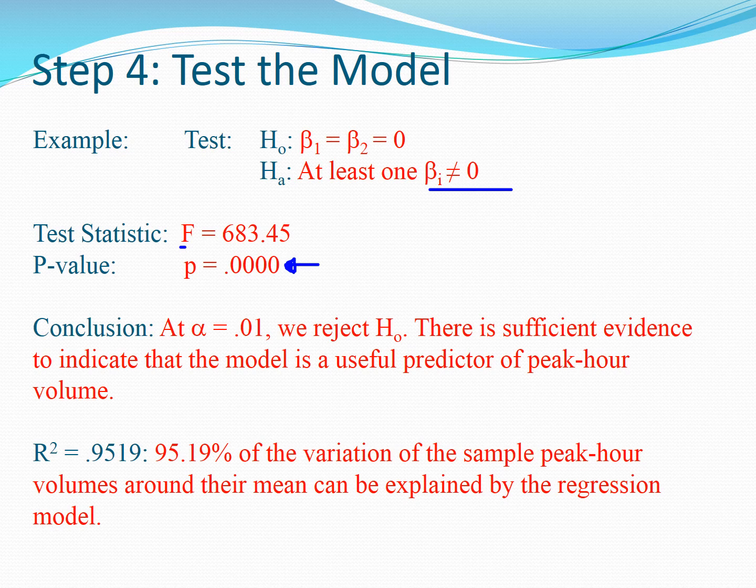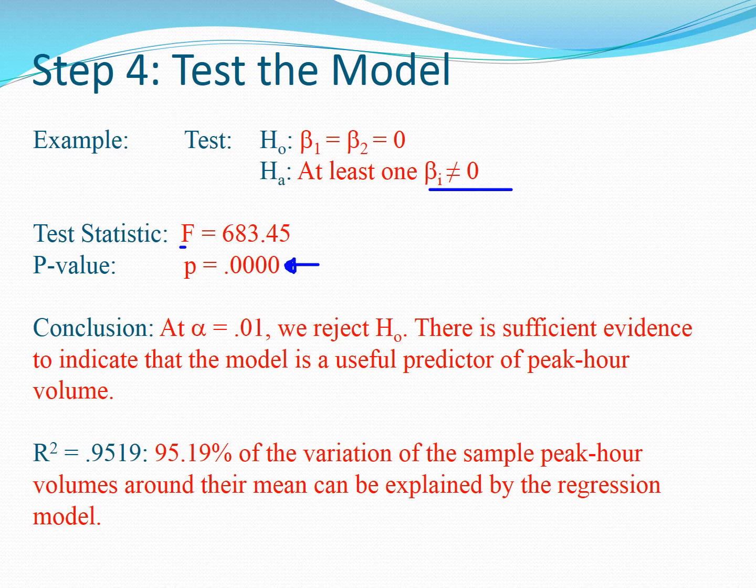We reject H naught. There's sufficient evidence to indicate that something in the model, or that the model, is a useful predictor of peak hour volume. Peak hour volume is what our Y value is. Now, at least one of the terms is useful. You can say it a bunch of different ways. Something works, folks. That's good news. In addition, and I didn't really point it out in the printout, we want to interpret our R squared here and look at that interpretation.